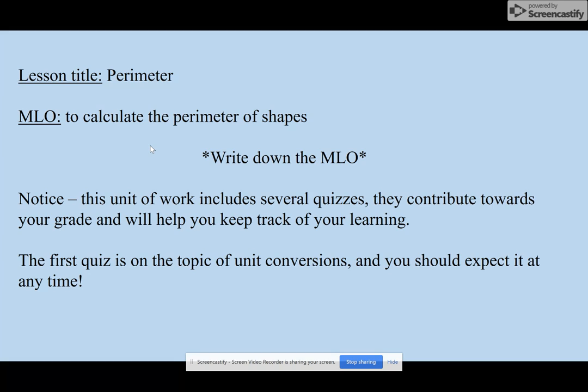Your first quiz is on the topic of unit conversions. It's the work you did yesterday. It'll be short. It'll just be 10 multiple choice questions. You should be able to do it inside 10 minutes. And you should expect it at any time. I'm not going to give you any more warning than that. So make sure you studied up on your unit conversions because you may walk into class tomorrow and have a quick quiz.